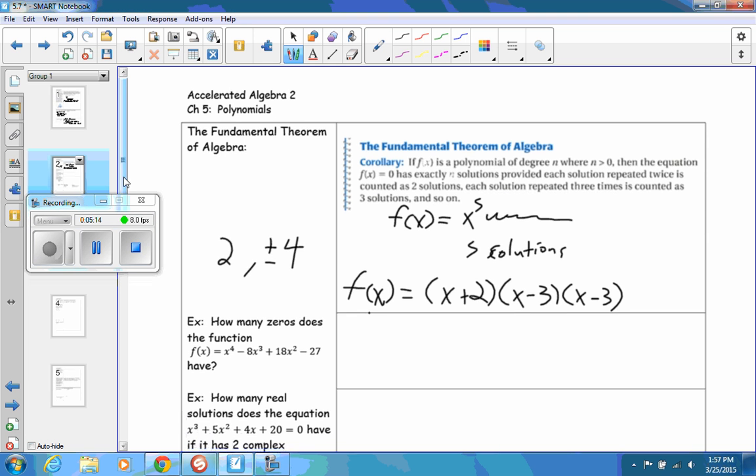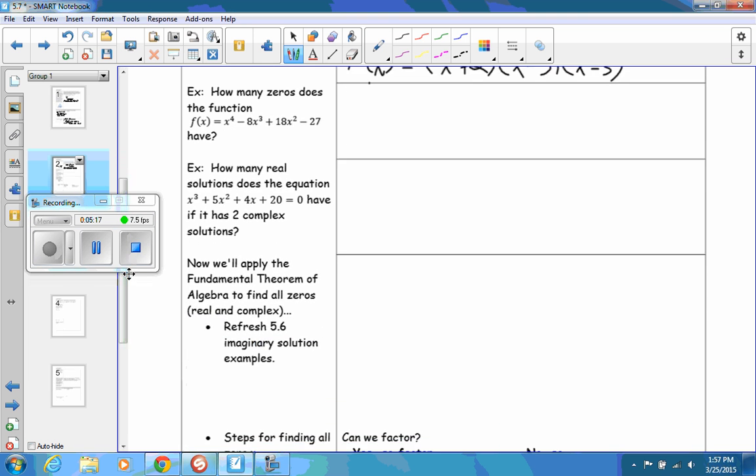So, just to make sure we're good, how many zeros does the function x to the 4th, and it doesn't matter what else I say, how many zeros does that have? 4. How many real solutions does it have if it has 2 complex solutions? 2, because it has 4 total. 4 total solutions, okay? Minus 2 complex, leaving me with 2 real.